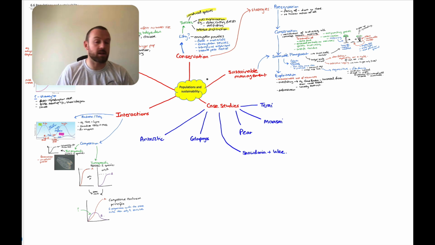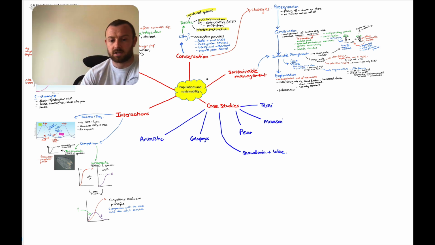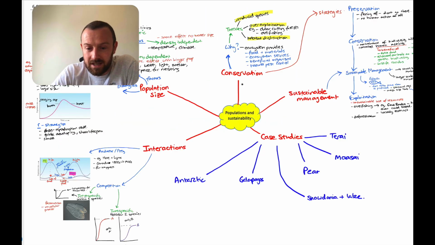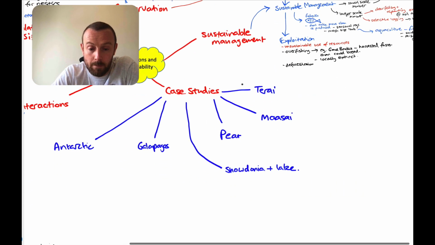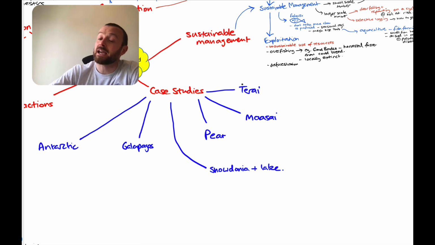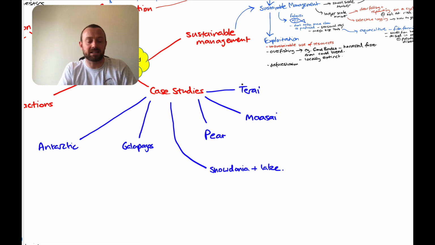Okay, we've covered a lot of the background of population sustainability, more, I should say, the theory. And now we're going to look at some case studies where we can start to put this into practice. So the first three case studies that we're going to look at are the Terai in Nepal, the Maasai, and peat bogs. And these case studies are about balancing human needs with conservation needs. And often these can come into conflict.